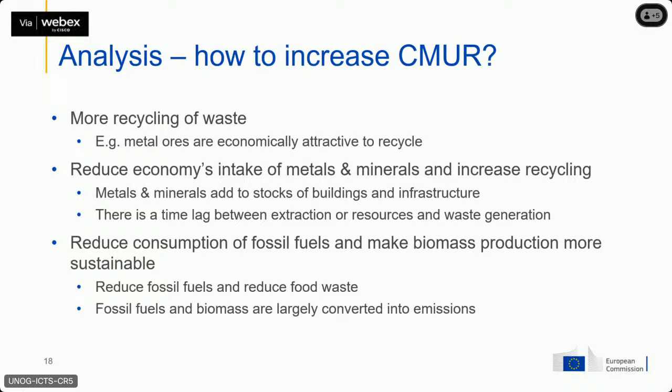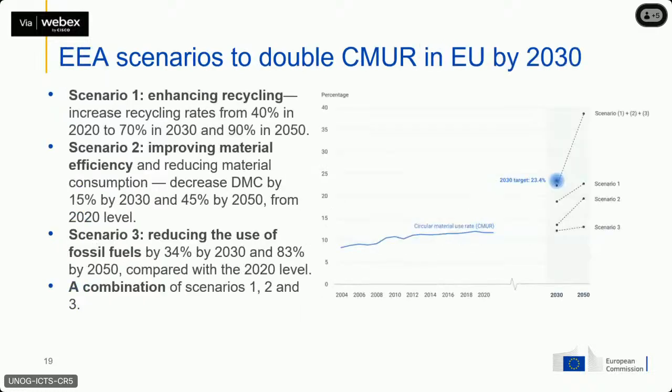There is a very interesting report by the European Environmental Agency that also shows very nicely how they can complement what Eurostat does, because Eurostat produced the numbers, the statistics. And they did some policy analysis scenarios of how it could be possible for the EU to double this indicator by 2030. They came with 3 scenarios plus a combination of them. The scenario number 1 is enhancing recycling to increase the recycling rates from 40% that we have now to 70% in 2030 and 90% in 2050.